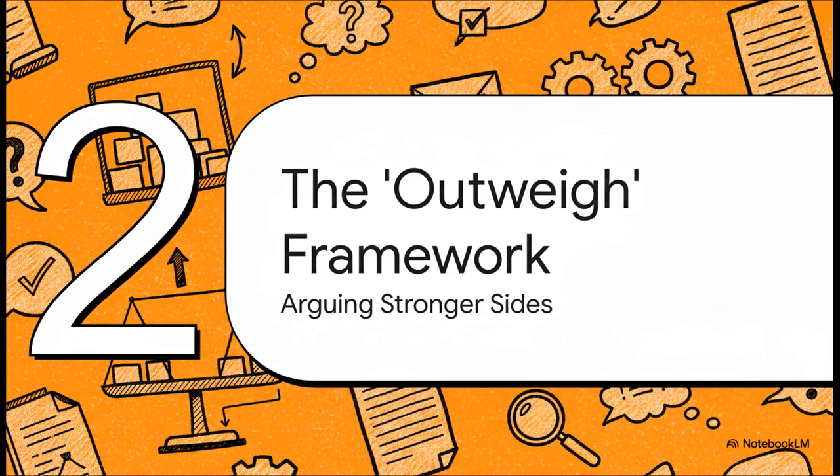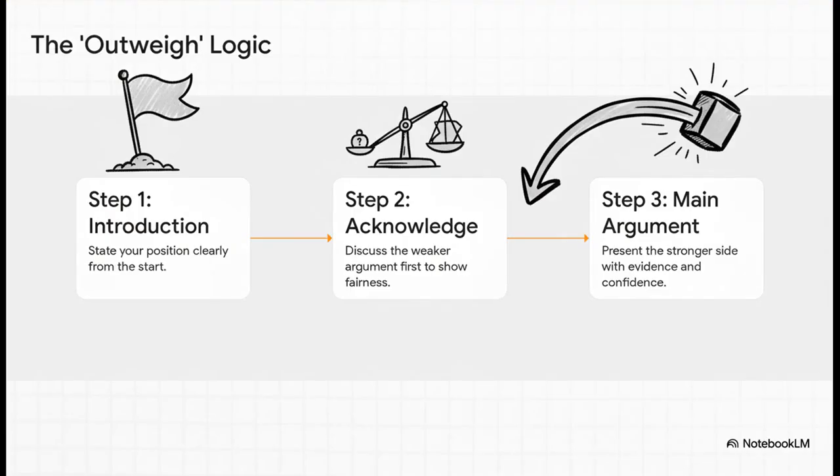Okay, so let's tackle that first type with what I call the outweigh framework. This is your absolute go-to strategy for any question that asks, do the advantages outweigh the disadvantages? It's a classic for a reason, and we're about to make it your superpower. The beauty of this outweigh structure is its really elegant three-step logic. First, you plant your flag in the introduction. No ambiguity, you just state your case. Then, and this is the clever part, you show how fair-minded you are by discussing the weaker side. And then finally, you pivot and deliver that powerful main argument that proves your point.